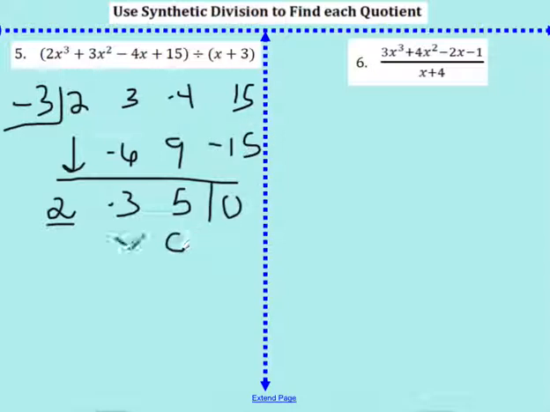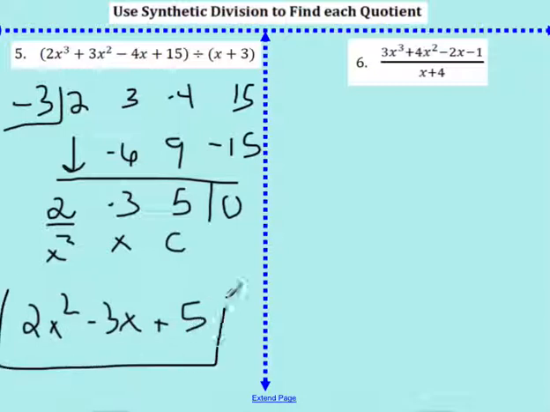Here's my constant, here's my x, and then here is my x squared term. So when we have 3, now we're going to add an x squared term. So what I'm going to have is 2x squared minus 3x plus 5. And there is no remainder, so I don't need to write that over anything. Then next, let's take a look at this next one.